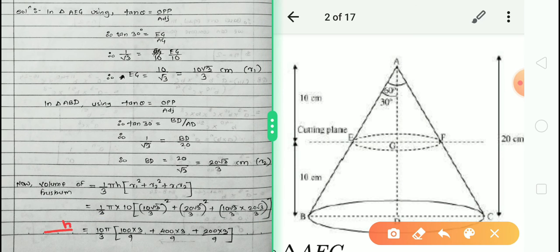Then in the next step 1 upon 3 pi into 10 we can write 10 pi upon 3. 10 root 3 upon 3 the whole square, we will get 100 into 3 upon 9. Root 3 square is 3 and 3 square is 9. 20 root 3 upon 3 the whole square we will get 400 into 3 upon 9. And 10 root 3 upon 3 into 20 root 3 upon 3: 10 into 20 is 200, root 3 into root 3 is 3, and 3 upon 3 into 3 is 9. So we will get 200 into 3 upon 9. Then we can simplify: 3 1s are 3, 3 3s are 9.